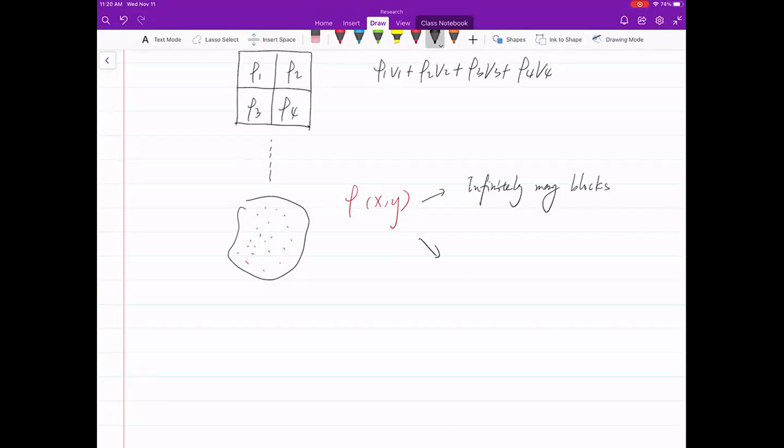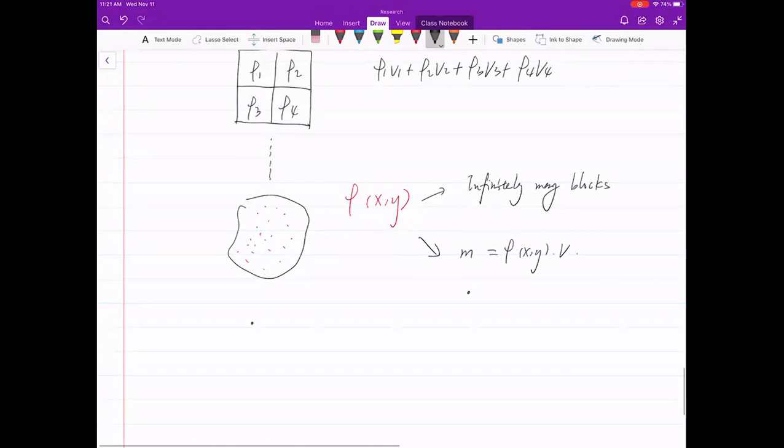Second, you have another trouble. For each small m, you need rho times v. But if you're picking a point, this point doesn't have a volume. Make sense so far? What's the mass here? Well, number one, I do have a density here. Number two, I don't have a mass here. Why? Because that thing doesn't have a volume. Sounds good?